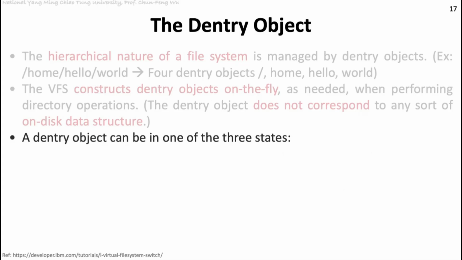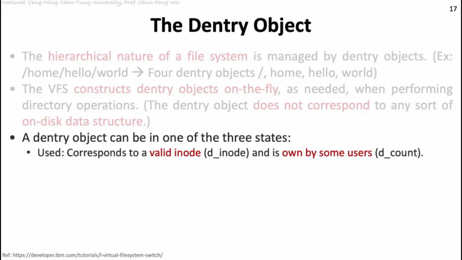So usually the entry object can be in one of three states. The first one is the used state. The used state corresponds to a valid inode and is owned by some users. I think this is quite common. Just like if there is some process and we're going to read data from the storage device. Of course, when you are going to read the data, you need to first parse the path name, right? You need to know where the data is. So you need to first parse the path and then get the data.